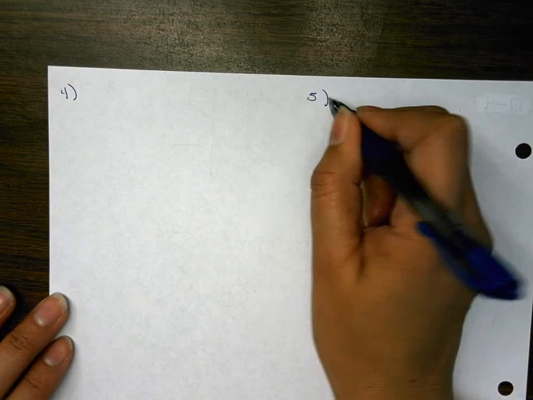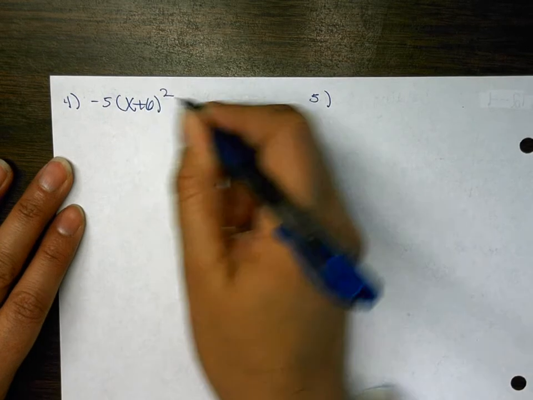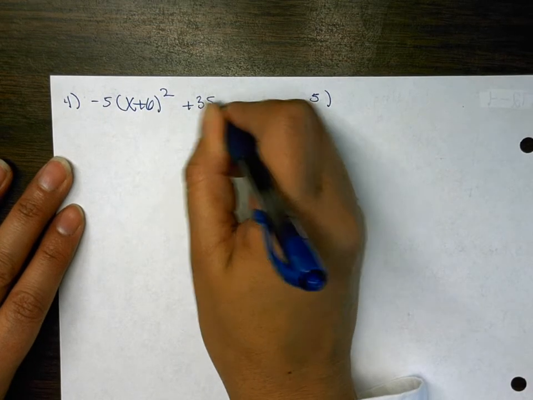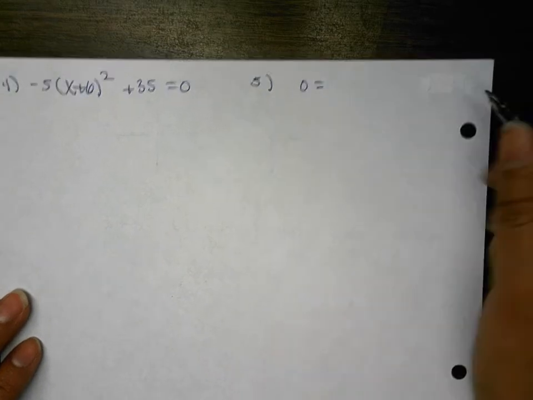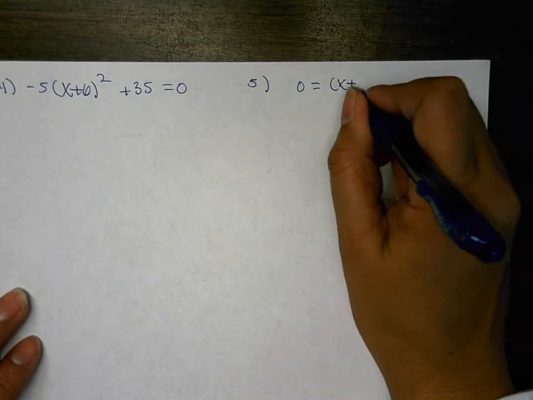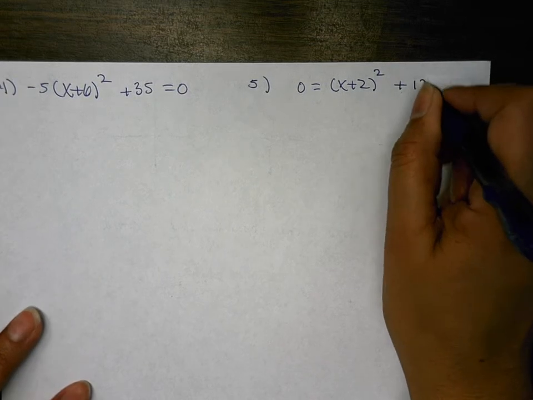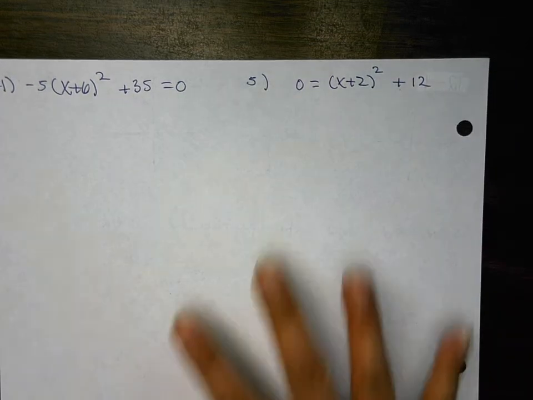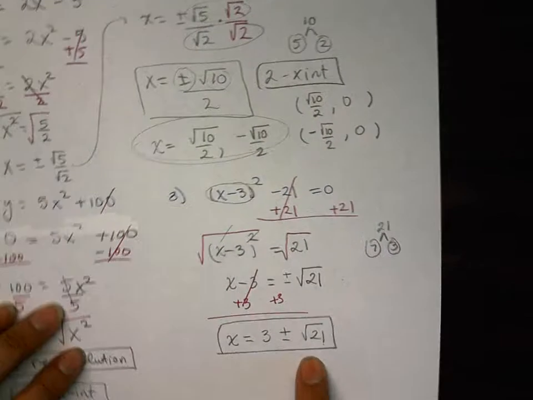Okay. Number 4 and 5, I'm going to let you guys try on your own. Negative 5 parentheses x plus 6 quantity squared plus 35 equals 0. And next one, 0 equals x plus 2 quantity squared plus 12. All right, go ahead and solve those two.